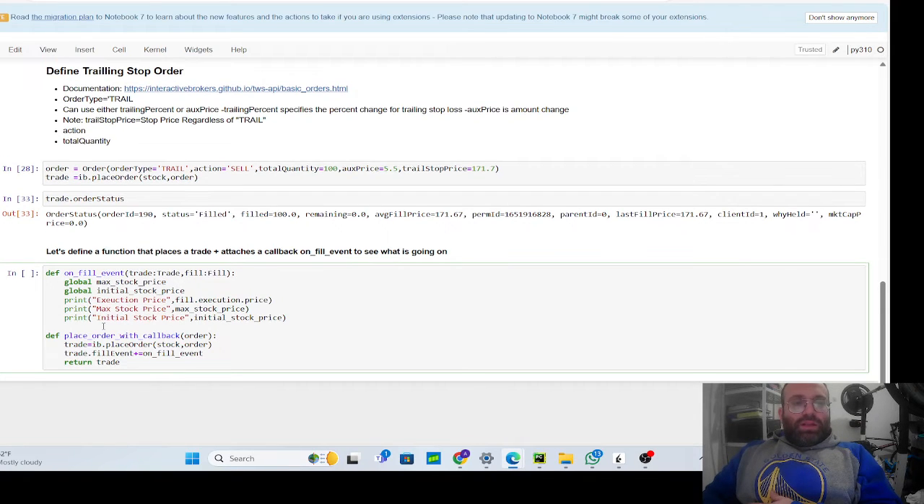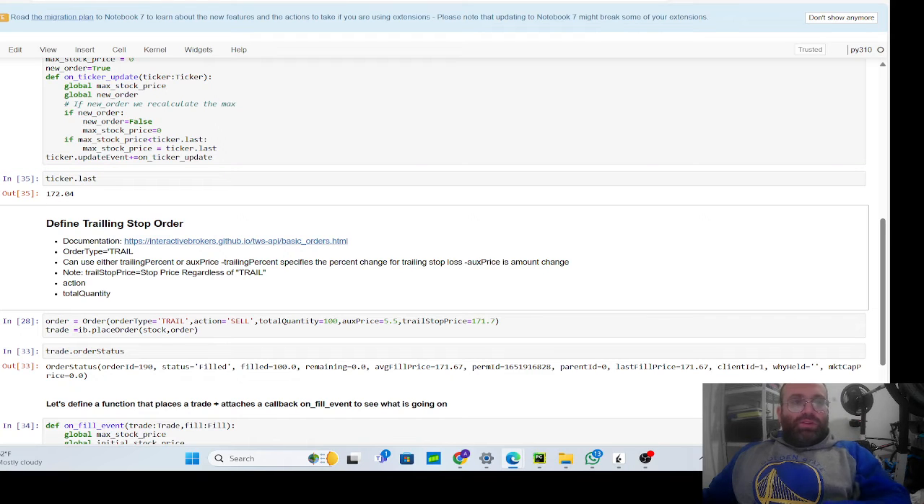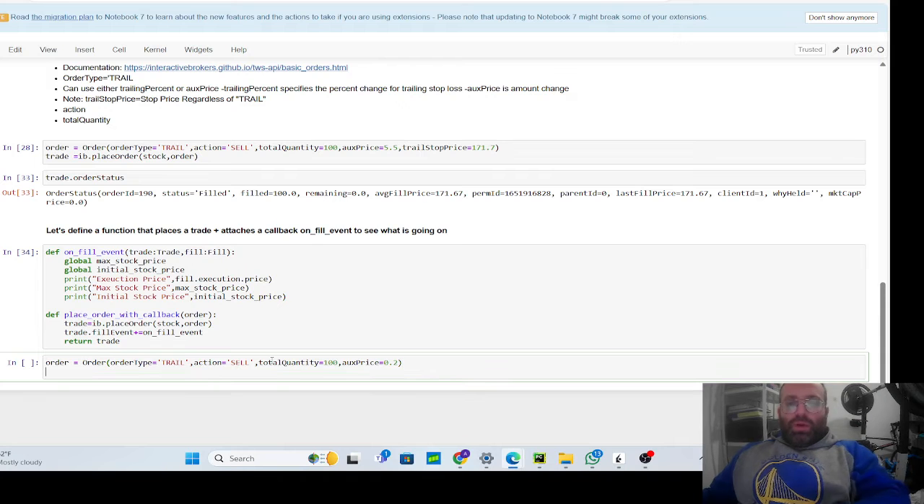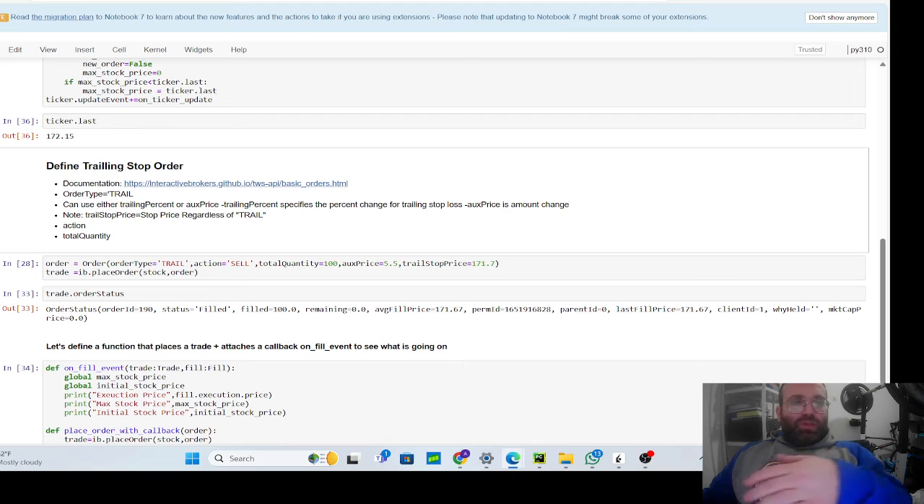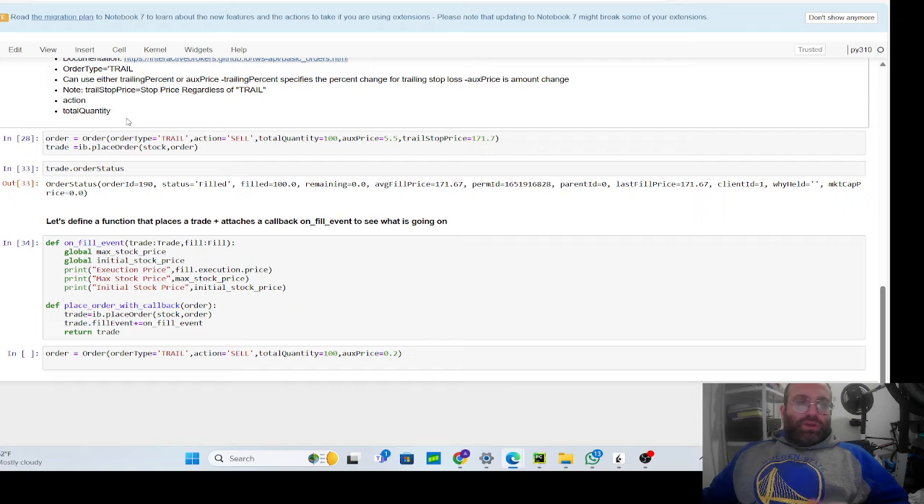So now let's show an example of how this is used. Let's say we have the order, and let's say our trailing stop will be 0.2. We can place the order: order type trail, action sell, total quantity 100, aux price equals 0.2. So this will trail 0.2 below the max price it got to. If you don't specify this trail stop price, then you just don't have it. So this is just a trailing stop price.